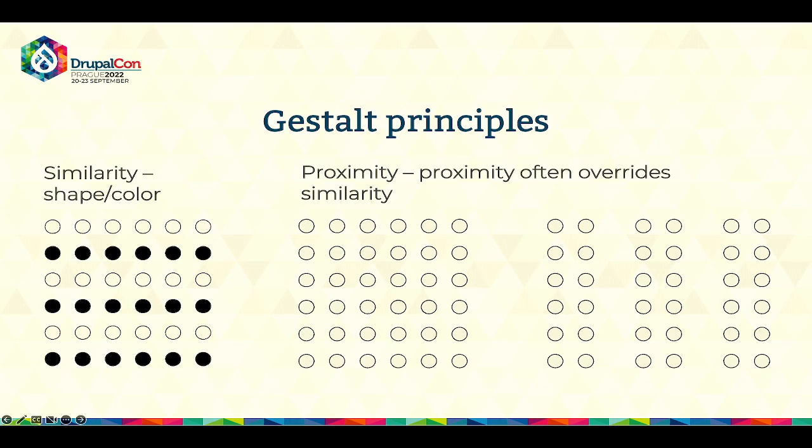Then the proximity principle is that if you group those same 6x6 dots into groups, then you perceive them as vertical groups instead of horizontal groups, like in the right picture. It's also known that proximity often overrides similarity in our brain. So if we had those black dots in the right picture grouped into three groups, we would still see three groups instead of groups of black and white.